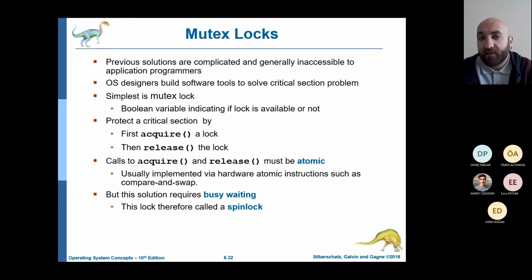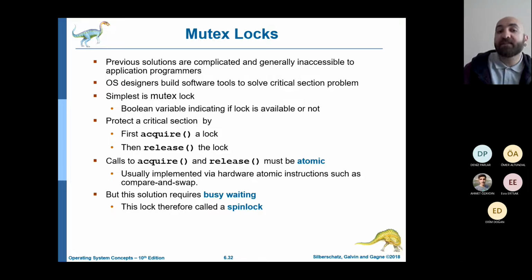But we have a disadvantage here. The main disadvantage of the mutex is that it requires busy waiting. While a process is in its critical section, any other process that tries to enter its critical section must loop continuously in the call to acquire, because other processes want to enter their critical sections, they want to acquire the lock, but the lock is not available.